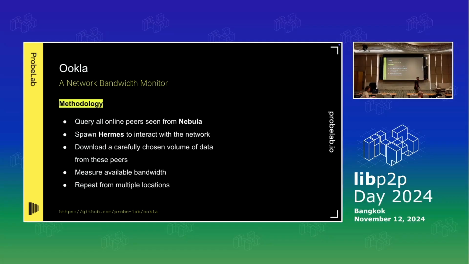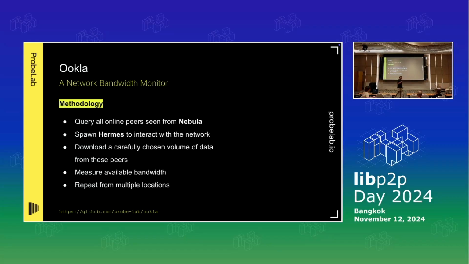In regards to Hermes and Ookla, are they meant to be extendable, in the sense that I can add support for a different non-Ethereum network which uses libp2p? Yes, that's the intended goal here.